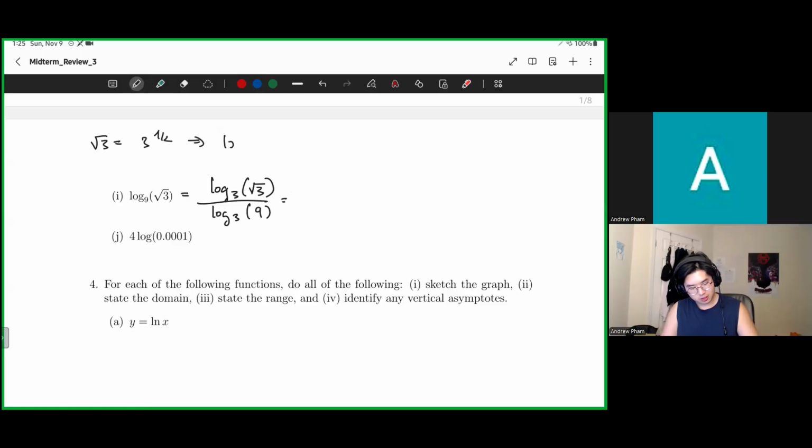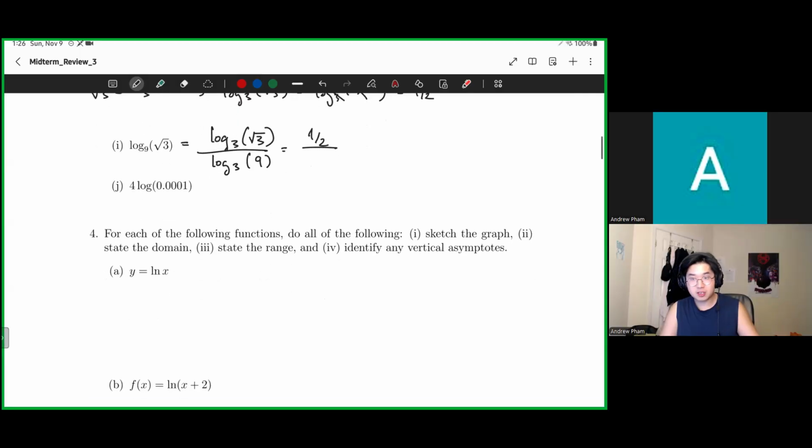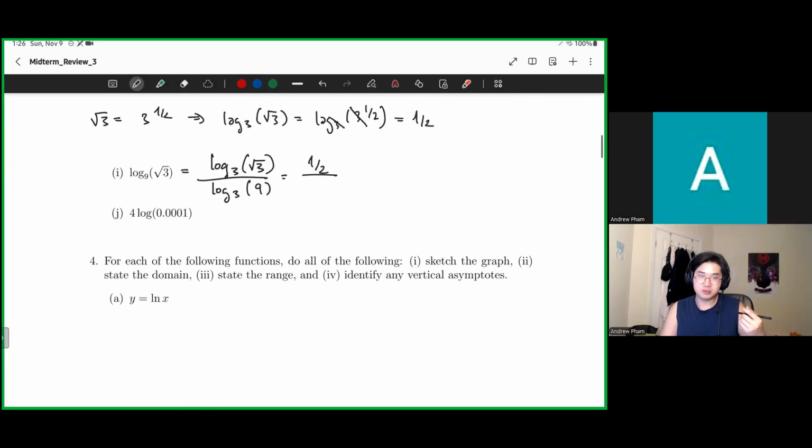So log base 3 of root 3 is equal to log base 3 of 3 to the 1/2. And so by your inverse rule, this is just 1/2. Okay, so we have 1/2 over log base 3 of 9. Now this one you can do, right? What power do you raise 3 to to get 9? That's just 2. So I have 1/2 divided by 2, which is 1/2 times 1/2, and that's 1/4.